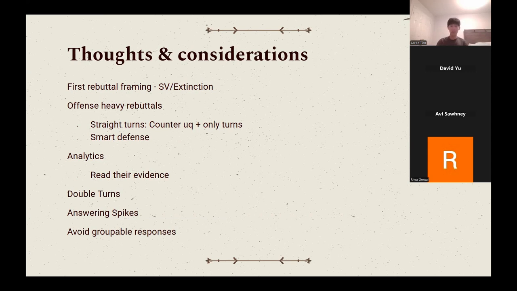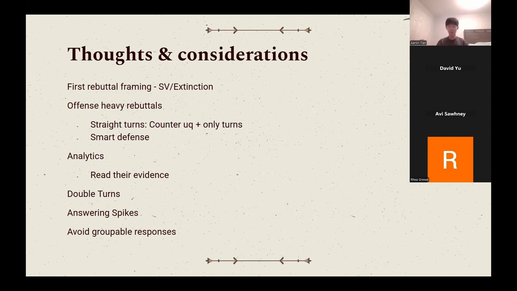And I don't have a great example of this, but if they were to read a spike and you read a response, then the next thing you do after reading the response is explain why the spike is wrong or it doesn't take out the response. And in a way, you're just backlining in your original rebuttal because they have implemented a frontline in their constructive. And that's a good way to think about it.